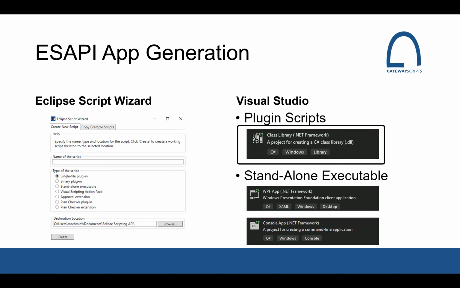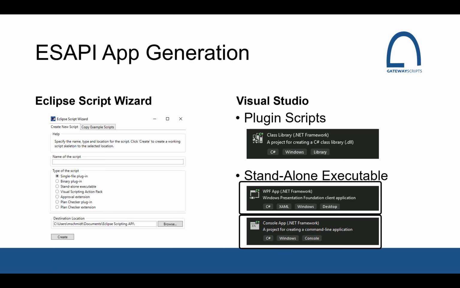If you're creating a plugin script, whether it's a single file plugin or a binary plugin, you want to create a Visual Studio project type called a class library. Now we saw this a couple examples ago, how to create a class library, but we're going to create it slightly differently if you want to create a plugin script. If you wanted to create a standalone executable, Eclipse supports communication through application types in the .NET framework of both Windows Presentation Foundation and console applications.